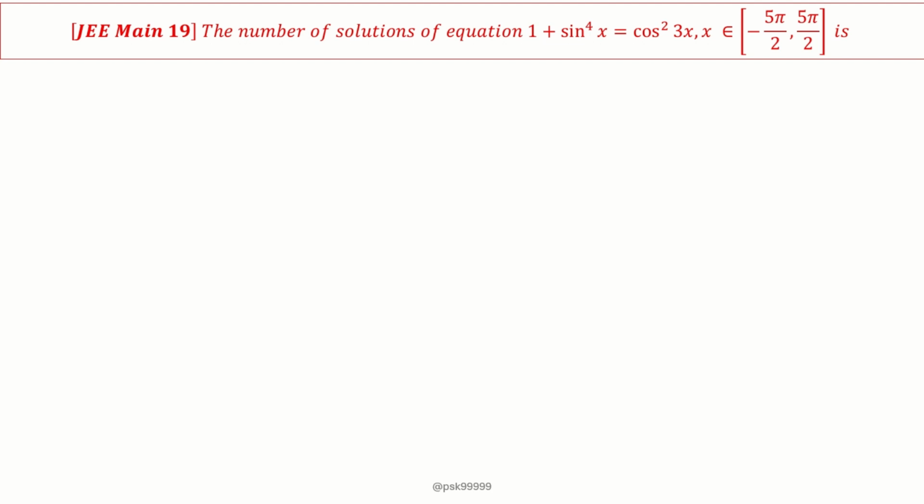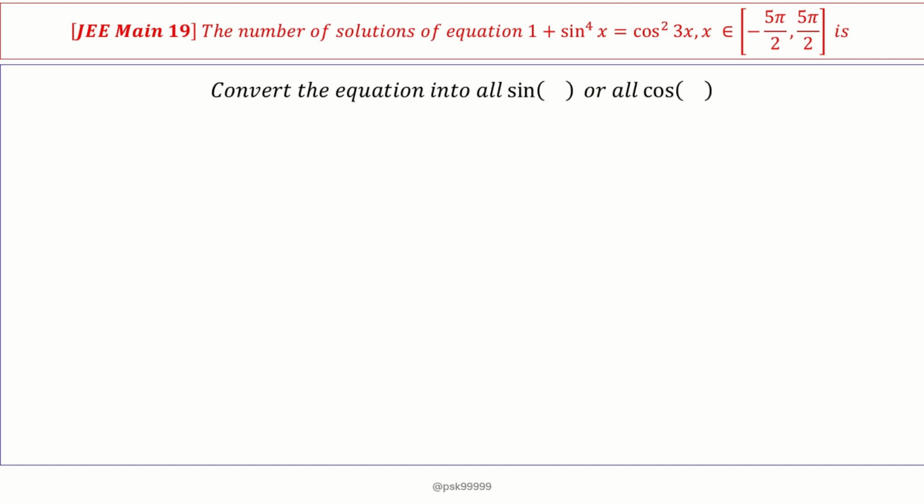Okay. So one thing is, first convert everything into all sine or all cos. All into either sine theta or all cos theta. How do we do that? Very simple. Cos square 3x, we can write as 1 minus sine square 3x. Now I have everything in terms of sine. So that is sine power 4 x plus sine square 3x equal to 0.